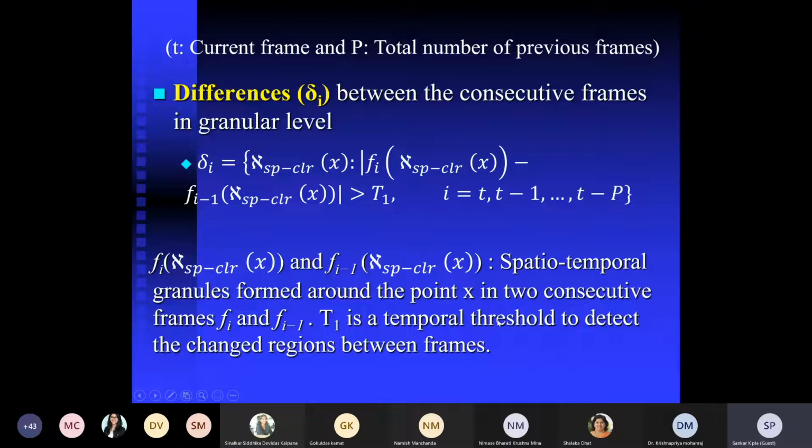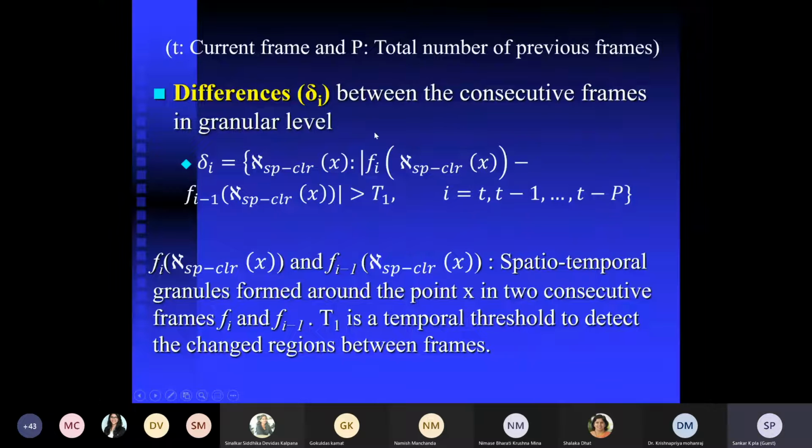That means for every frame I take its difference from T minus 1. Similarly, T minus 1 to T minus 2, T minus 2 to T minus 3, and so on. And I form this granule with respect to some threshold T. Of course, T1 has some impact, I will explain later on. So that's how I take the difference between two consecutive frames.